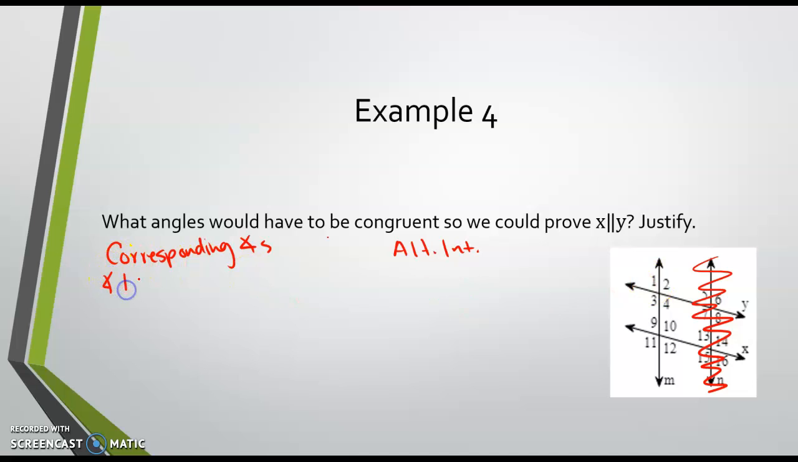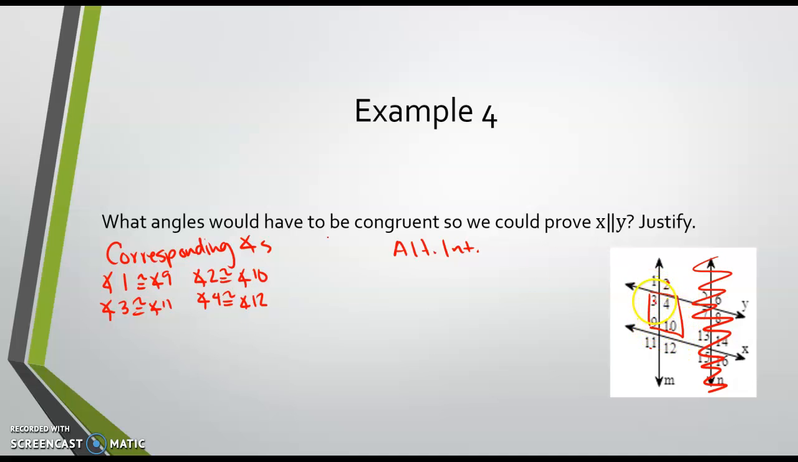So angle 1 corresponds with angle 9. So angle 1 congruent to angle 9. Angle 2 would be congruent to angle 10. Angle 3 would be congruent. So here's 3, so corresponding would be angle 11. And angle 4 is corresponding with angle 12. I'm going to go ahead and do my alternate interior while we're focused on this line.